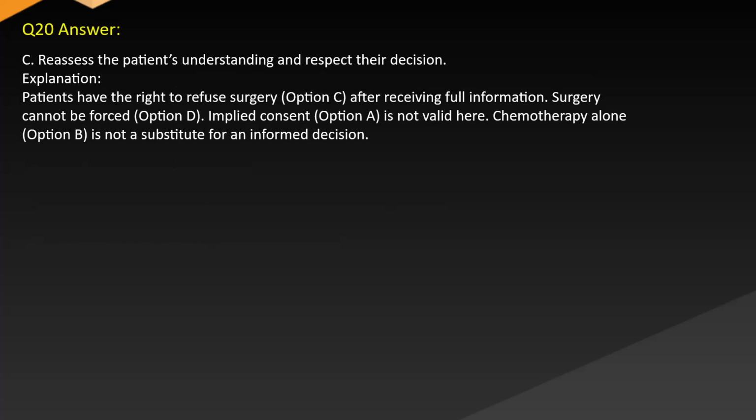Answer: C. Reassess the patient's understanding and respect their decision. Explanation: patients have the right to refuse surgery, option C, after receiving full information. Surgery cannot be forced, option D. Implied consent, option A, is not valid here. Chemotherapy alone, option B, is not a substitute for an informed decision.